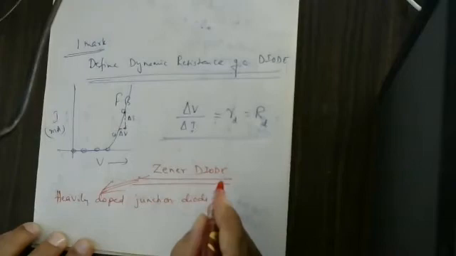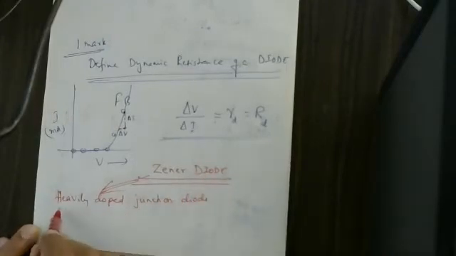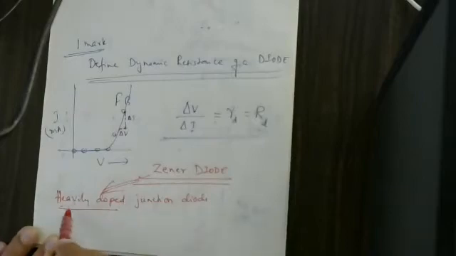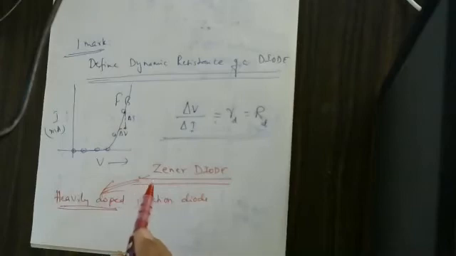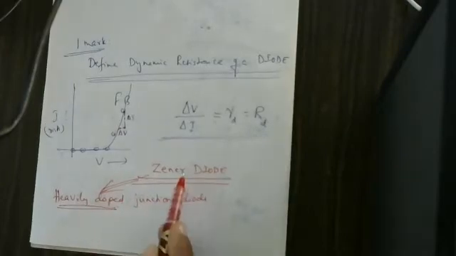Zener diode means nothing else. A Zener diode is also a junction diode, but it is heavily doped. An ordinary diode is not heavily doped. We dope in the ratio of 10 to the power 8:1, then it is an ordinary diode. As you add impurity atoms more and more here, the addition of impurity is called doping. A heavily doped junction diode is called the Zener diode.